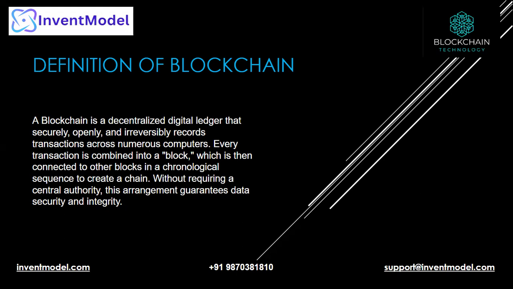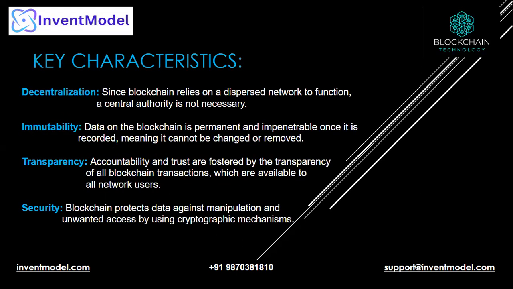So let's move to the next topic, that is key characteristics of blockchain technology. There are basically four characteristics. First is decentralization, second is immutability, third is transparency, and fourth is security. These four are the basic building blocks of the blockchain.